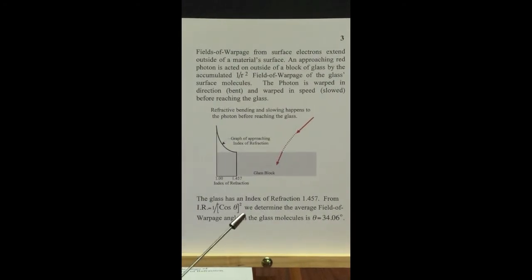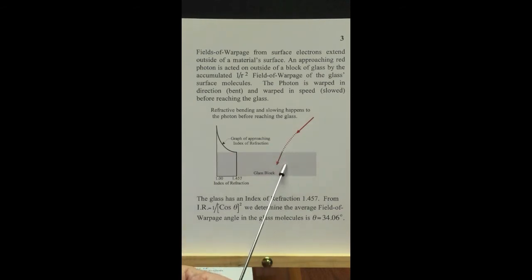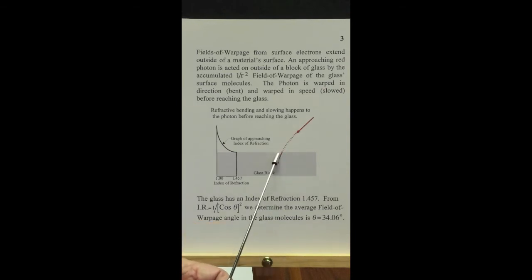The field of warpage from the surface electrons of a material extends outside of the material. So if you have a photon approaching a glass block, for instance, before that photon gets to the glass block, it encounters the field of warpage from the surface electrons and actually does its bending and slowing before it gets to the block of glass. So the warpage is actually an external affair.